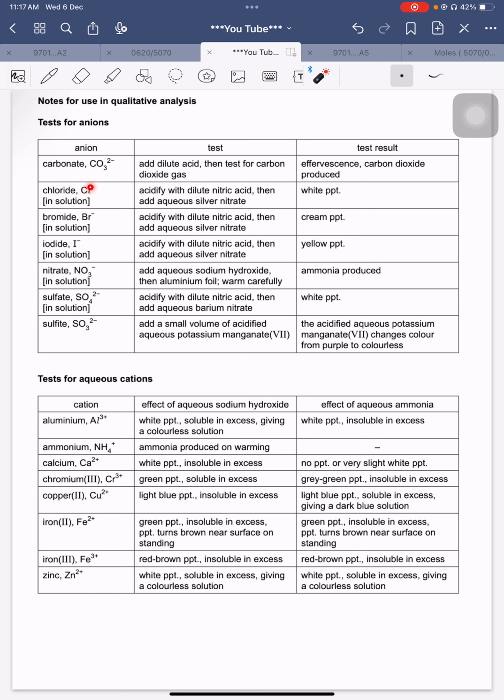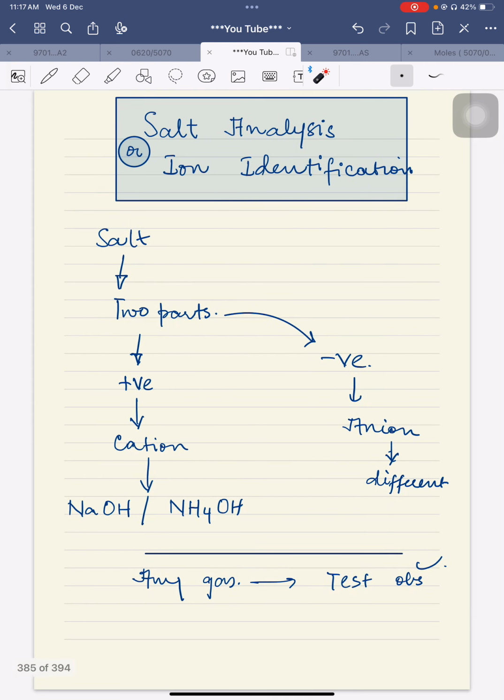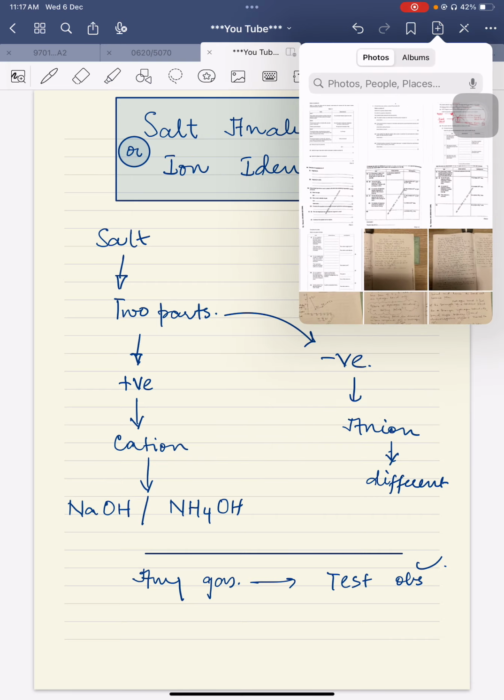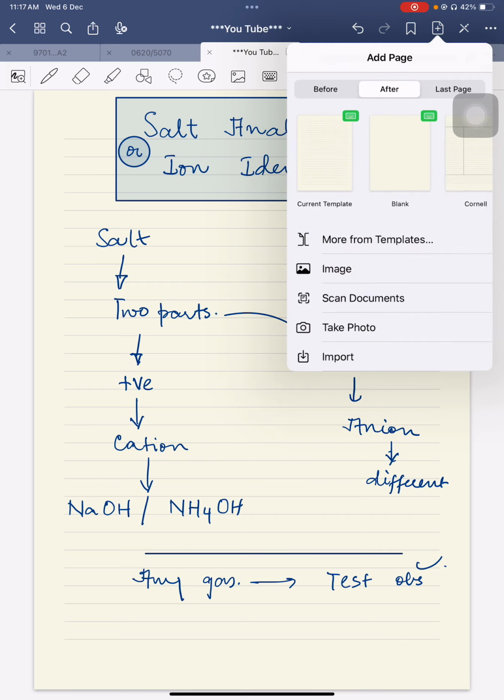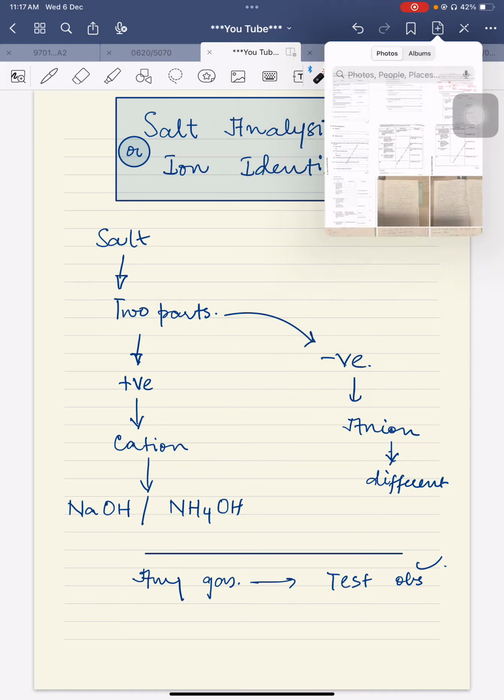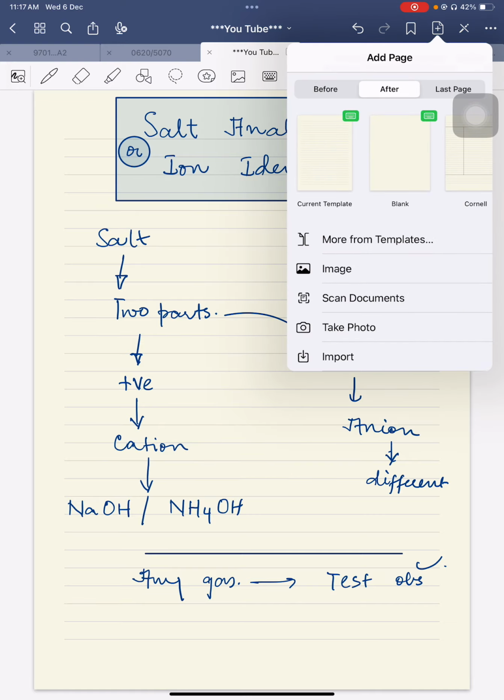And there is a test for chloride, bromide, and iodide. Let me take you to another page. So there are some things which are called halides. So what is a halide? Let me tell you about that.